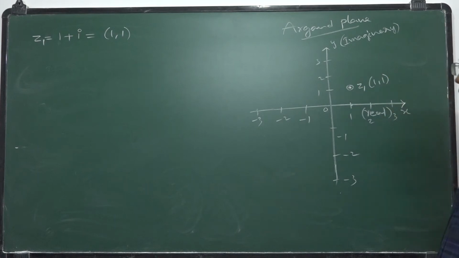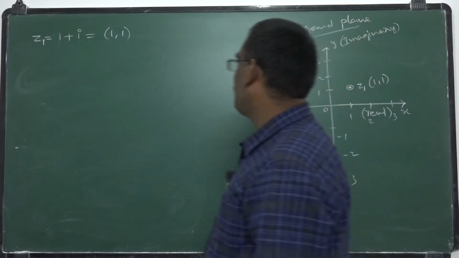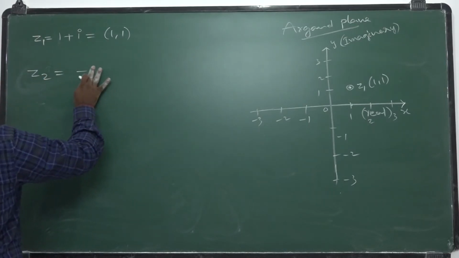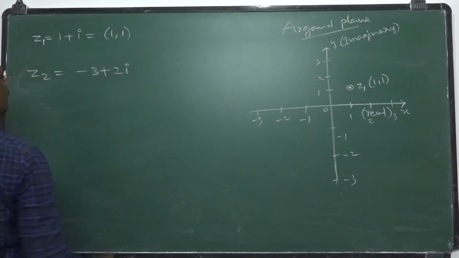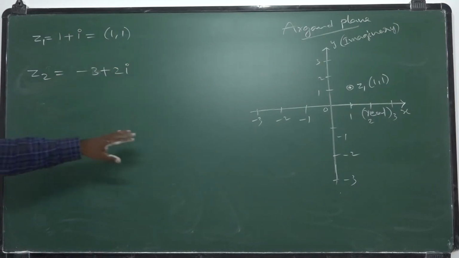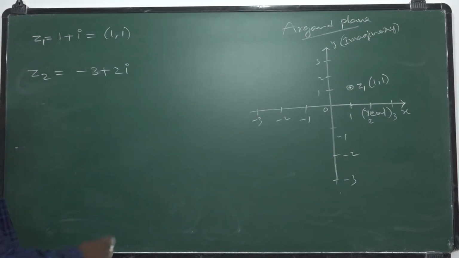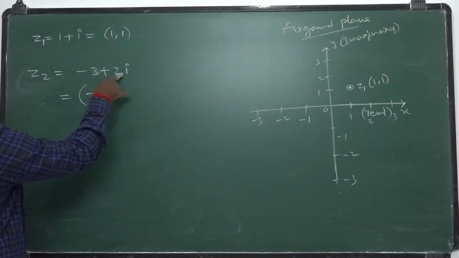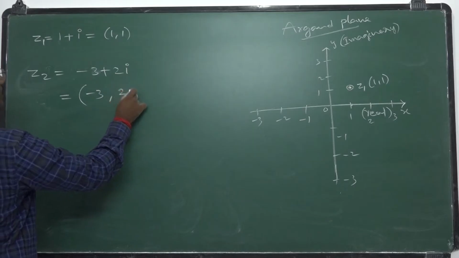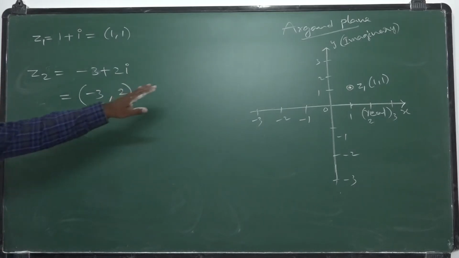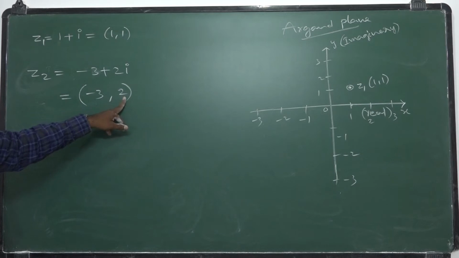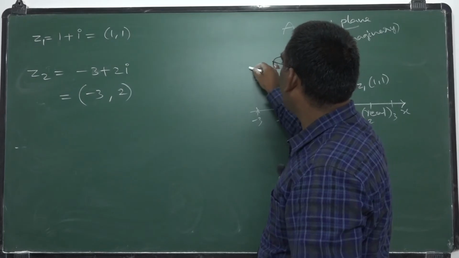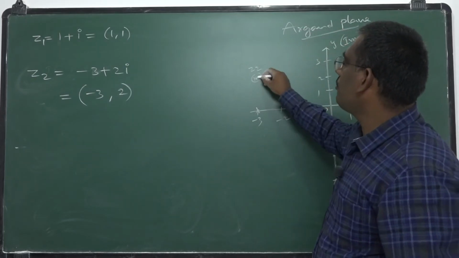This is the location of the point z1. So I am going to take another point z2, minus 3 plus 2i. Now we can plot this complex number on the argand plane. So first write the complex number in the form of an ordered pair. The real part is minus 3, the imaginary part is 2: minus 3 comma 2. To plot the point, the x coordinate is negative and the y coordinate is positive. So minus 3 and 2. So z2 lies in the second quadrant. This is the location of the second point.